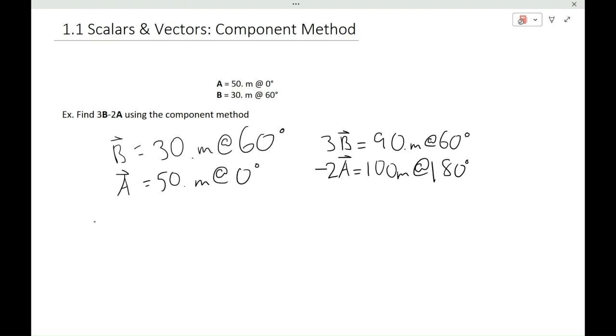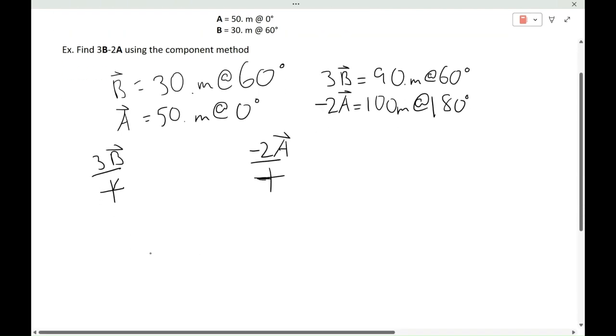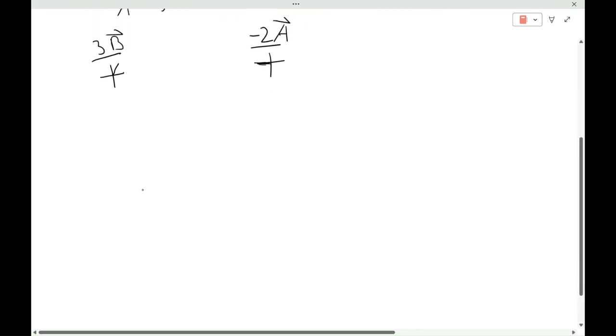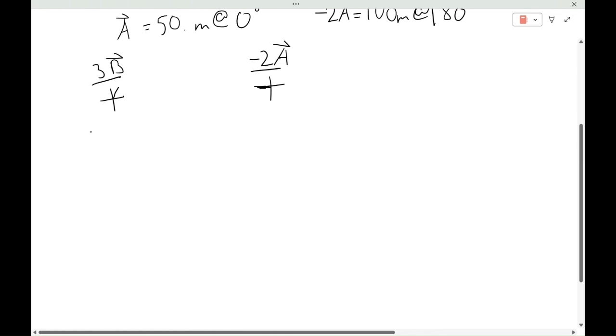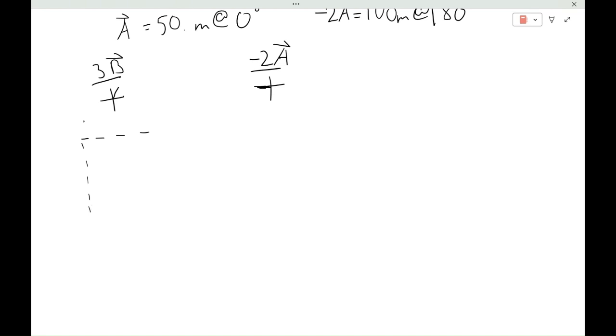Okay, then we need to draw the vectors. So 3b would be somewhere around here, and negative 2a would be somewhere around, it would be this line right here. Okay, so for 3b, we first want to draw the triangle. So it would be like this.